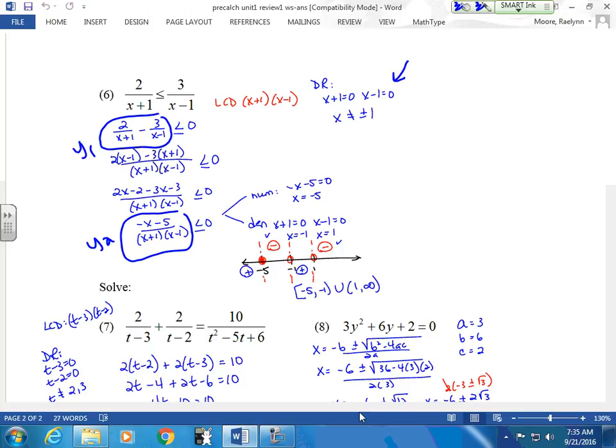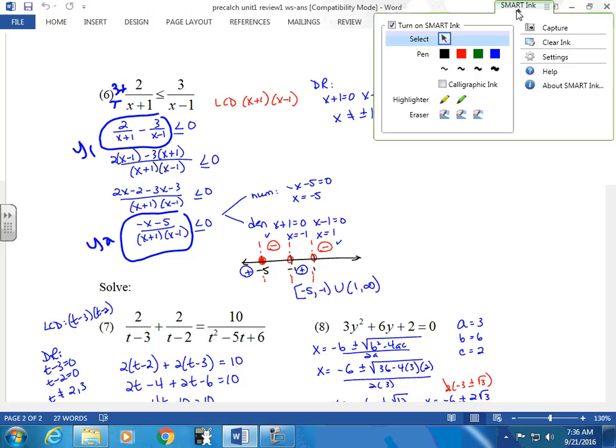Okay. Remember, if there's a single term here, say I do 3 plus this, don't forget you have to convert that one as well to make everything one term. It has to be over one term before you can do your zeros.